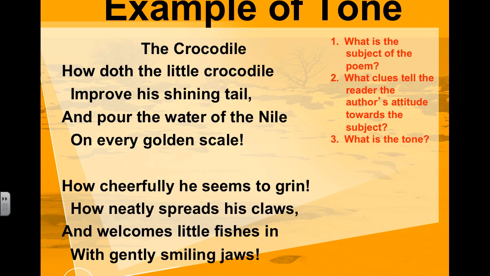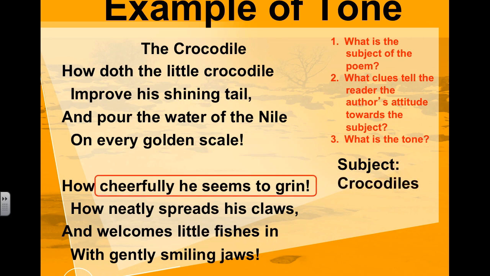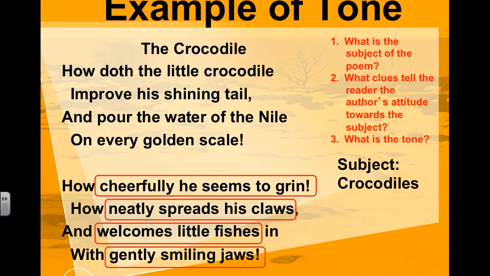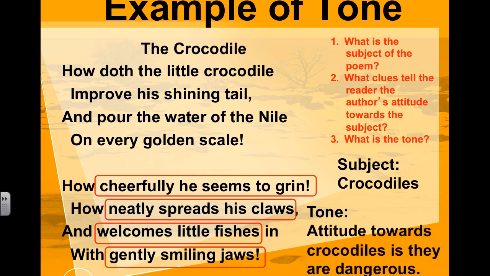A crocodile. What clues tell the reader the author's attitude towards the subject? And then finally, what is the tone? So the subject is the crocodile. And then we have cheerfully he seems to grin, neatly spreads his claws. These are all clues to the author's attitude. We have welcomes little fish and gently smiling jaws. So if we look at all of those little clues together, our tone is probably that the attitude towards the crocodile is that they are dangerous.